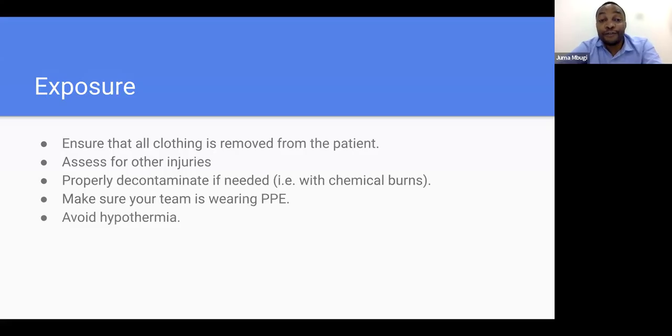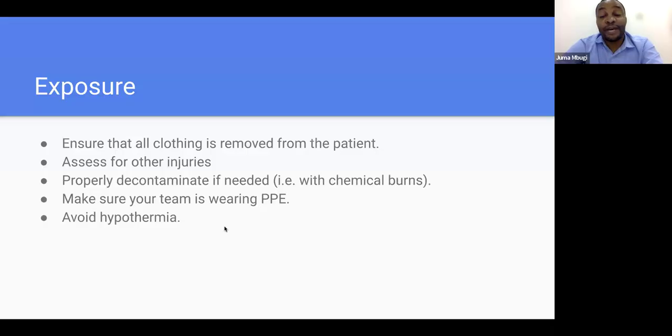And you have to fully expose your patient. Why? Because you also have to assess or grade the severity, the total body surface area that is burnt. You cannot do that if you have not exposed your patient fully. But again, you have to expose your patient to assess for other injuries, as just said. And if necessary, decontaminate your patient if the type of burn was a chemical burn, especially in factories.